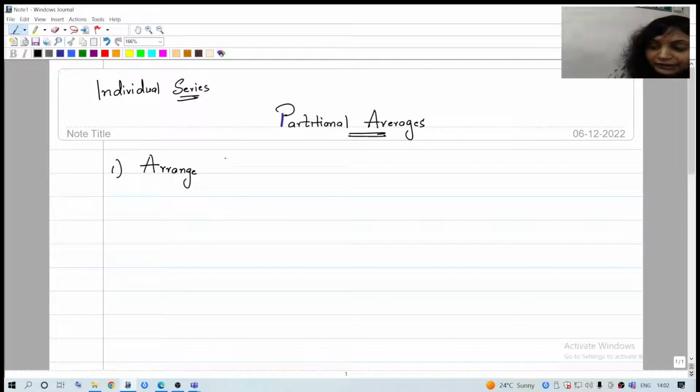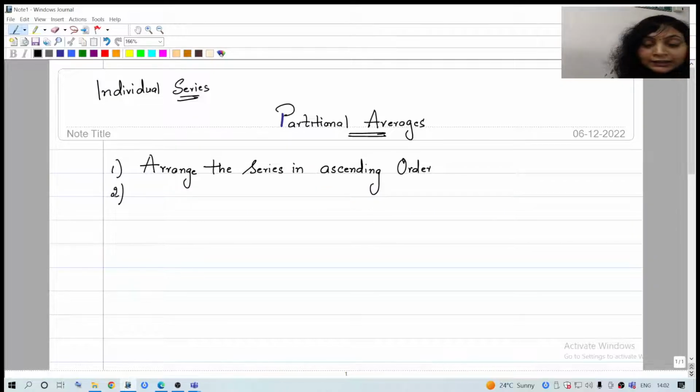So the most important thing is to arrange the series in ascending order. We have to arrange all the data in ascending order. The second thing is you have to find the rank of the partitional average.